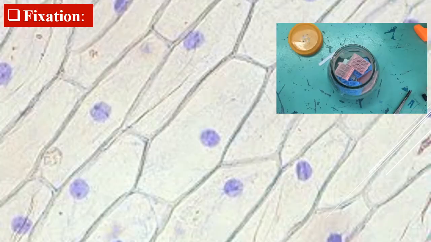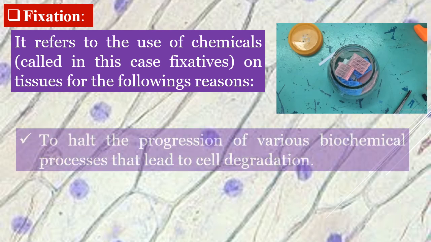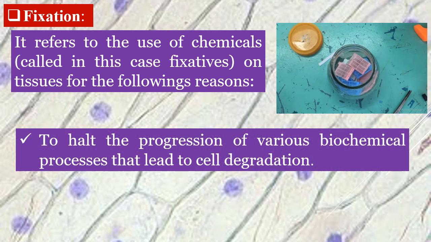The first step of the process is fixation. Fixation refers to the use of chemicals called, in this case, fixatives. They are used on tissues for the following reasons. Firstly, to halt the progression of various biochemical processes that lead to cell degradation, and this way we will avoid the degradation of the cell. So these fixatives will help us to not allow cells to be degraded.